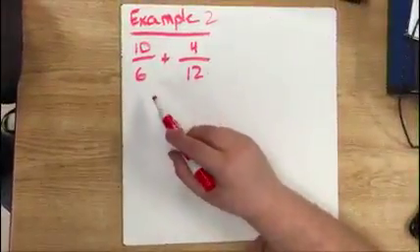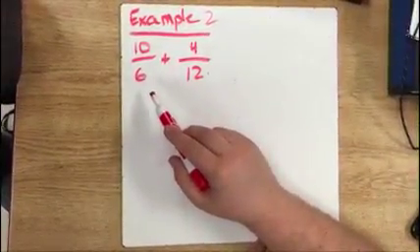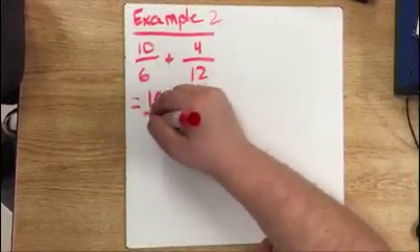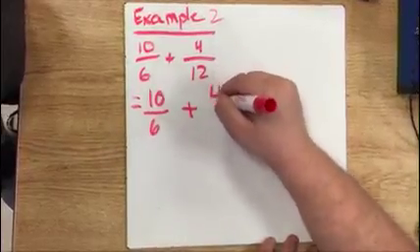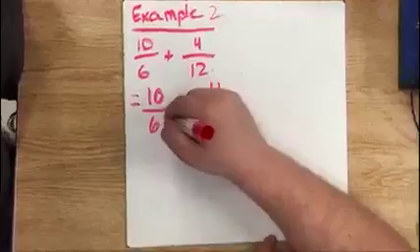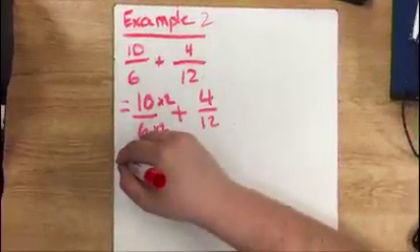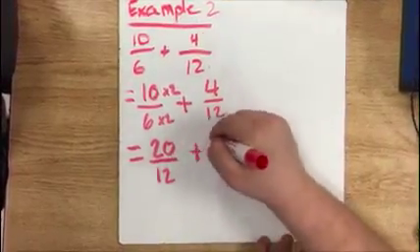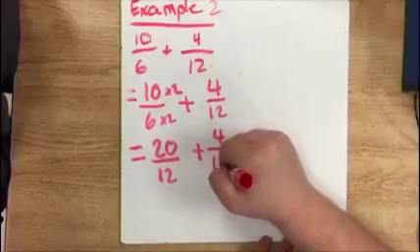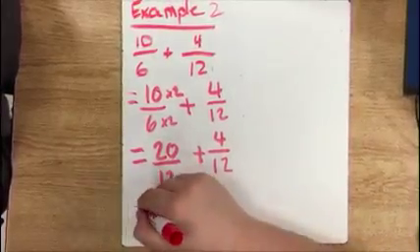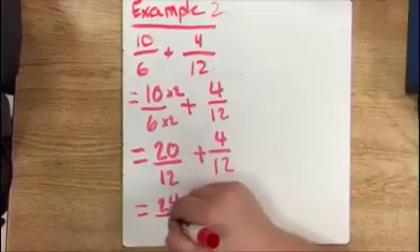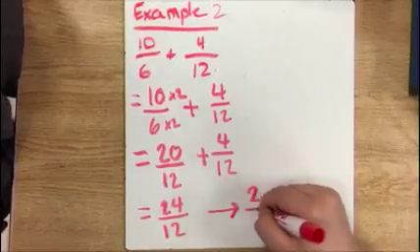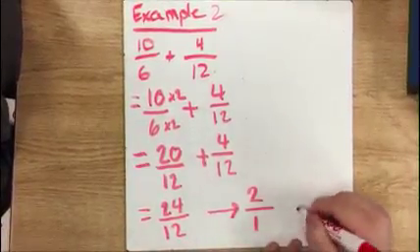In this example, we're going to do the same thing by getting a common denominator. In this case, 12 is already the common denominator, so all we have to do is multiply the 6 and the 10. So we're going to rewrite it. It goes 4 over 12, multiply by 2 on the top and the bottom, giving us 20 over 12 plus 4 over 12. Now all we have to do is add the top again, giving us 24 over 12. This will simplify to 2 over 1, which is the same thing as 2.